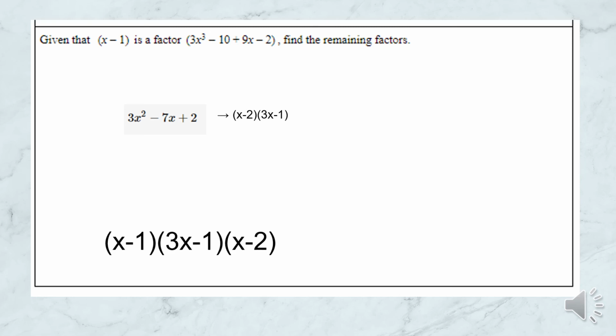So my total answer, my factored form, is going to be x minus 1 times 3x minus 1 times x minus 2. If I wanted to find the solutions, the roots, the x-intercepts, or the zeros, whichever you would like to call them, I need to set each of those pieces equal to 0. x minus 1 is equal to 0 when x equals 1. 3x minus 1 is equal to 0 when x equals 1/3. And x minus 2 is equal to 0 when x equals 2.